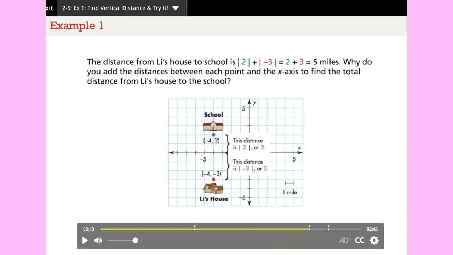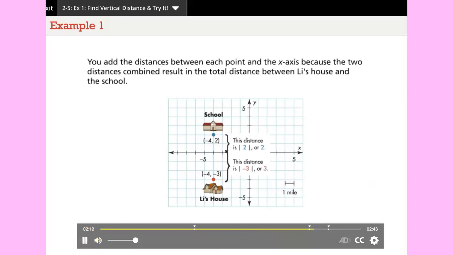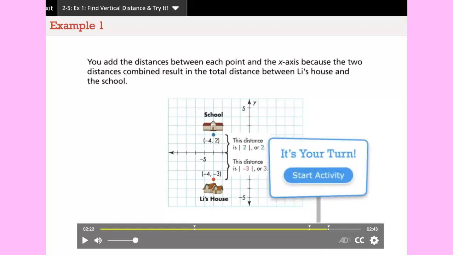But Savas has a different way of telling it to us. Let's see. You add the distances between each point and the x-axis because the two distances combined result in the total distance between Lee's house and the school. All right, so now you understand what it is. So let's have more practice.